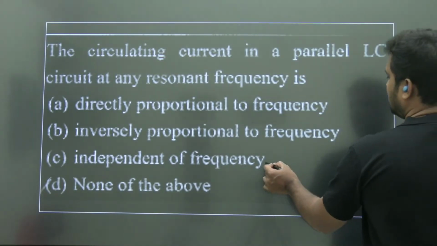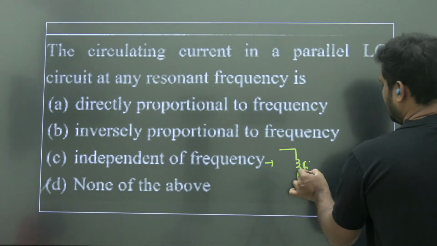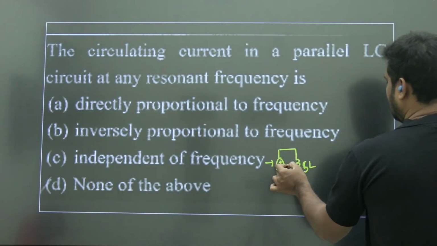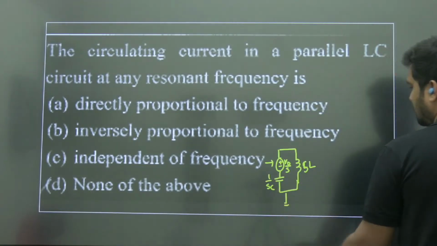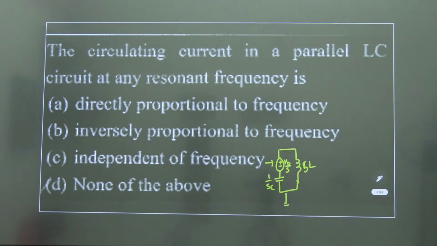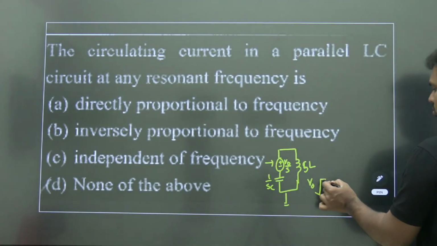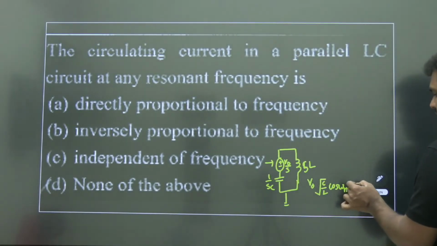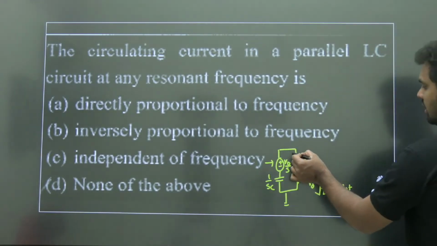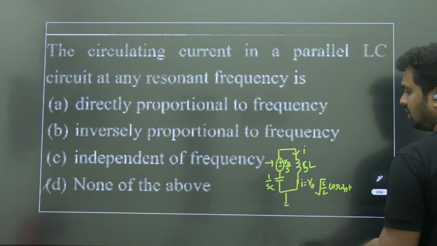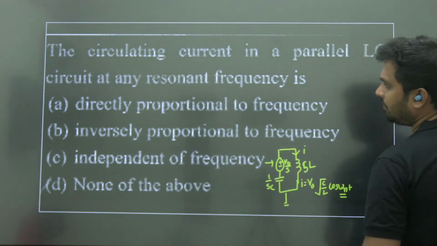Actually here, if you have L and 1 by SC, suppose this circuit is there. I find the Laplace transform and find the response. So V naught into root of C by L cos omega nt is the response you will be getting. That is your I in the steady state. We are speaking of the exchange of energy between inductor and capacitor. It is a function of the frequency.